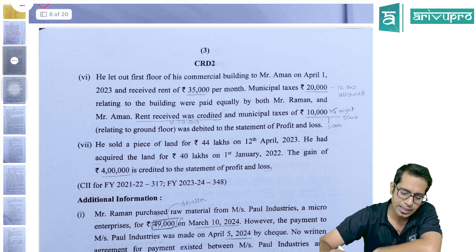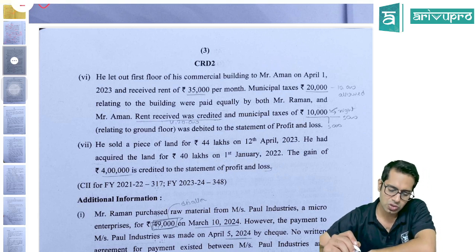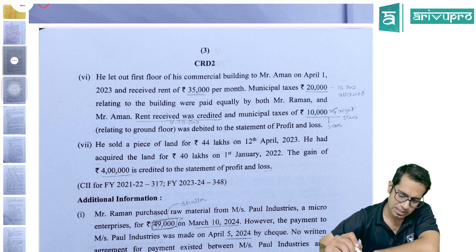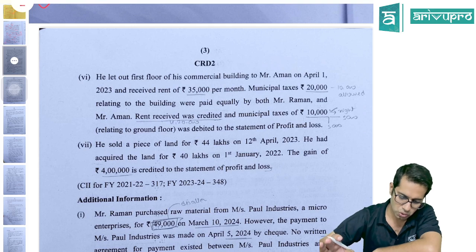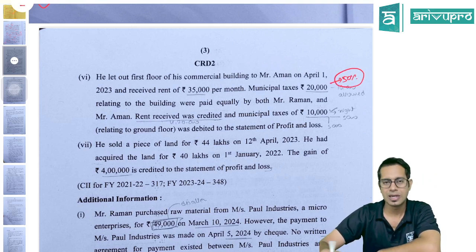Then he let out first floor of his commercial building to Mr. Aman on April 23 and received 35,000 rupees rent per month. Municipal taxes of 20,000 rupees to the building were paid equally by both Raman and Aman. So only 50% will be allowed, meaning whatever is paid by the tenant will be allowed.